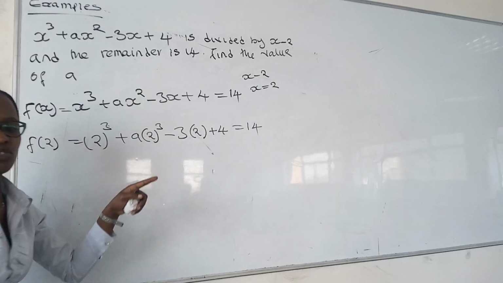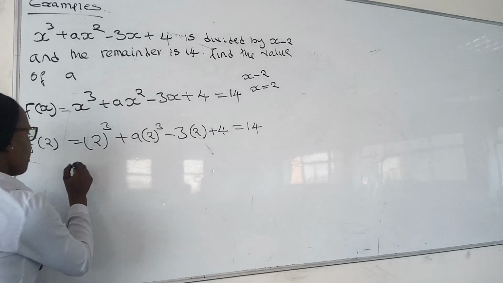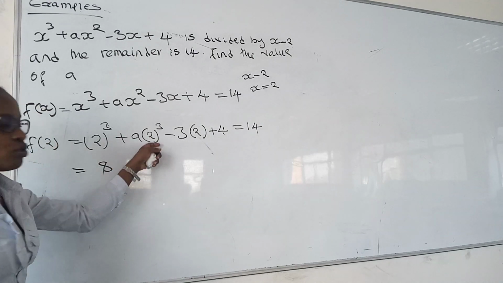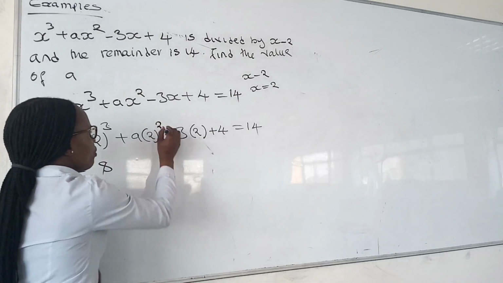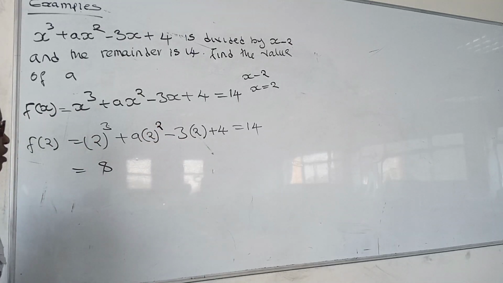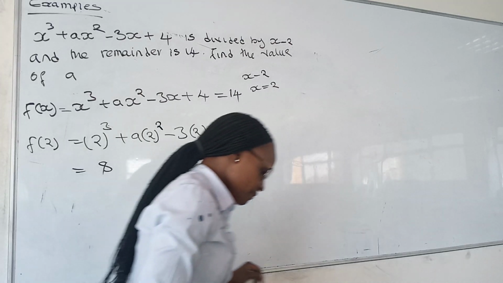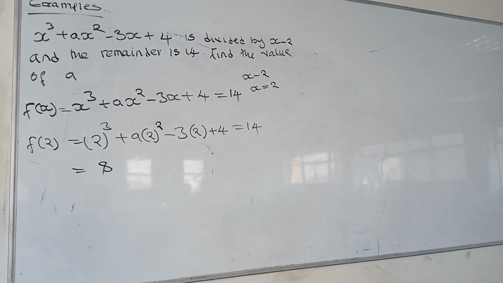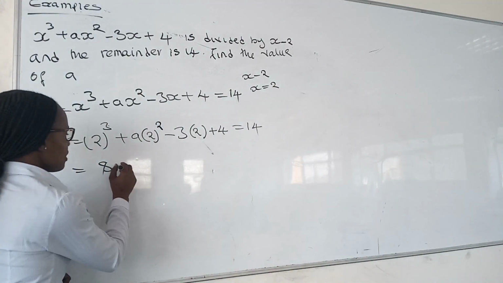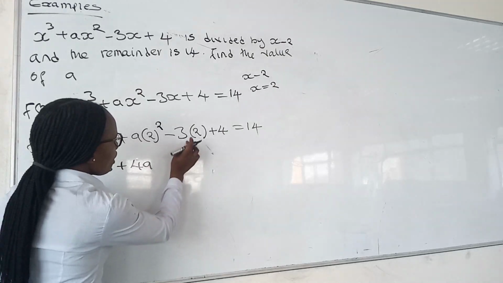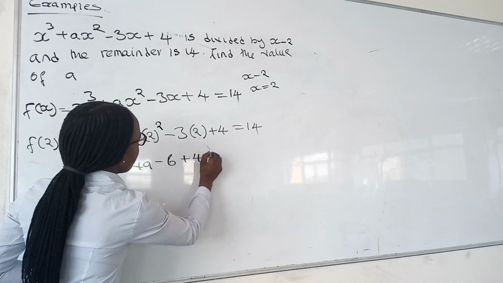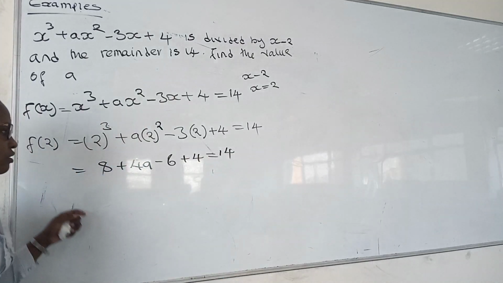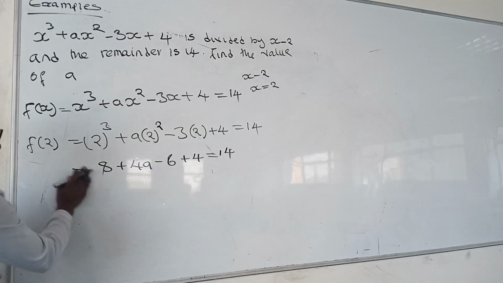And what is 2 raised to the power 3? This is 8. Sorry, the a term is supposed to be to the power 2. So 2 to the power 2, that is 4. 4 multiplied by a gives us plus 4a minus 6 plus 4 equal to 14. That is what we have.